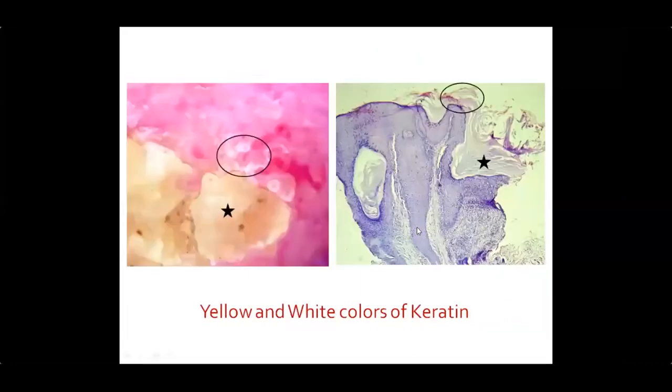Similarly, keratin, white and yellow colors. When it is less and lamellated, as seen on histology, it appears as white color. And when it is dense and compact, it appears as yellow, yellowish white color. And here you can also see the grayish white areas. This corresponds to the acanthosis here.